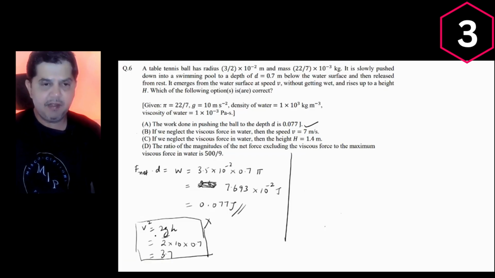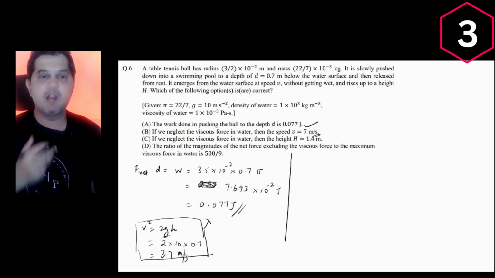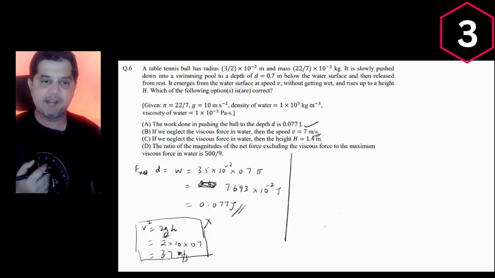Okay, so we are getting v square equal to 3.7 meter per second. But this is not the right answer. Why is it not right? Because he is asking you to find 7 meter per second, and you're getting 3.7. Then what went wrong? This is a question we need to ask.